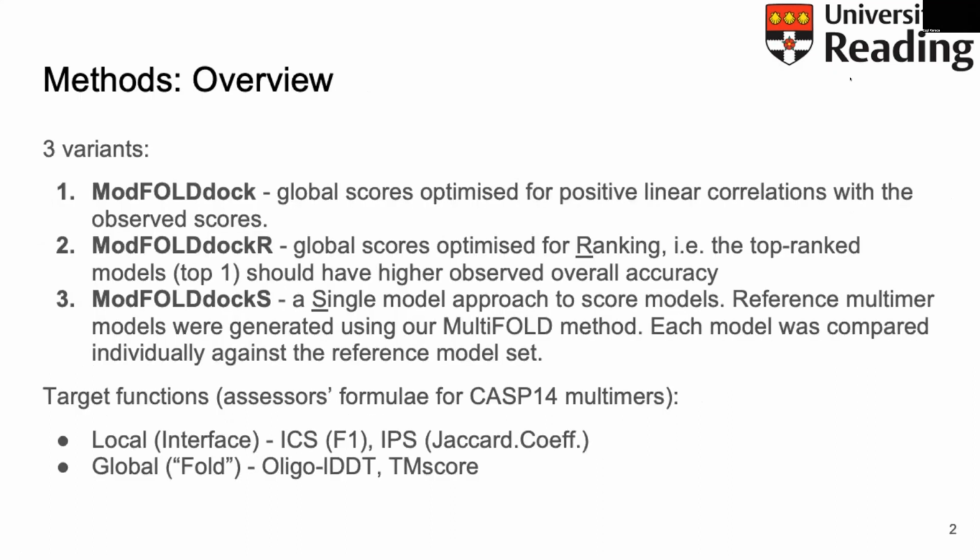At the bottom there, those are the local scores, the interface scores that we optimized for, and then the global scores were used for the overall fold, and this was oligo LDT and TM score.